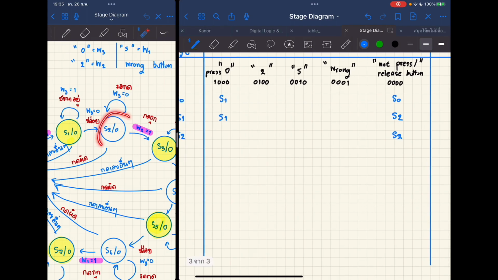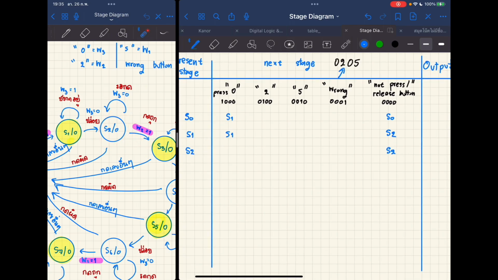And if we press 0 and then press 2, the next number, it should go to state 3.